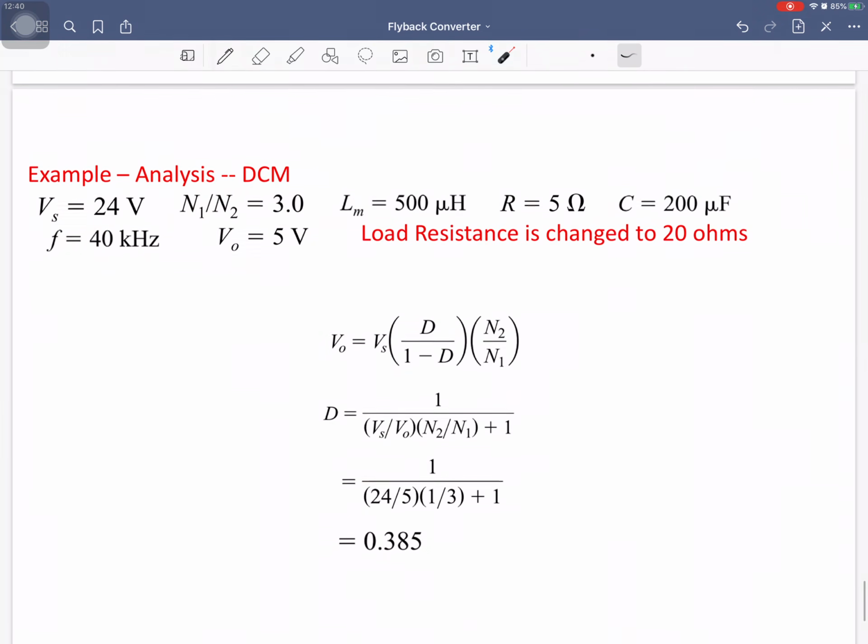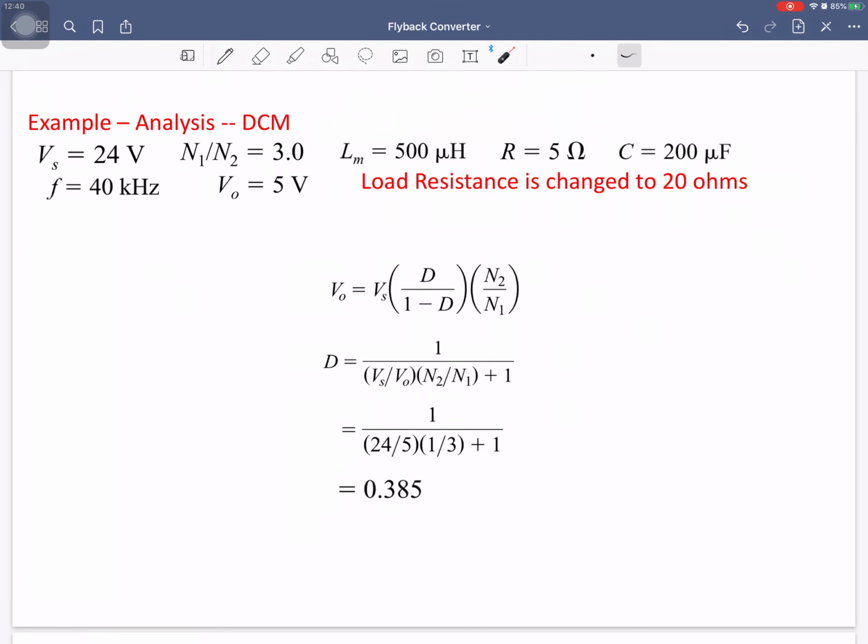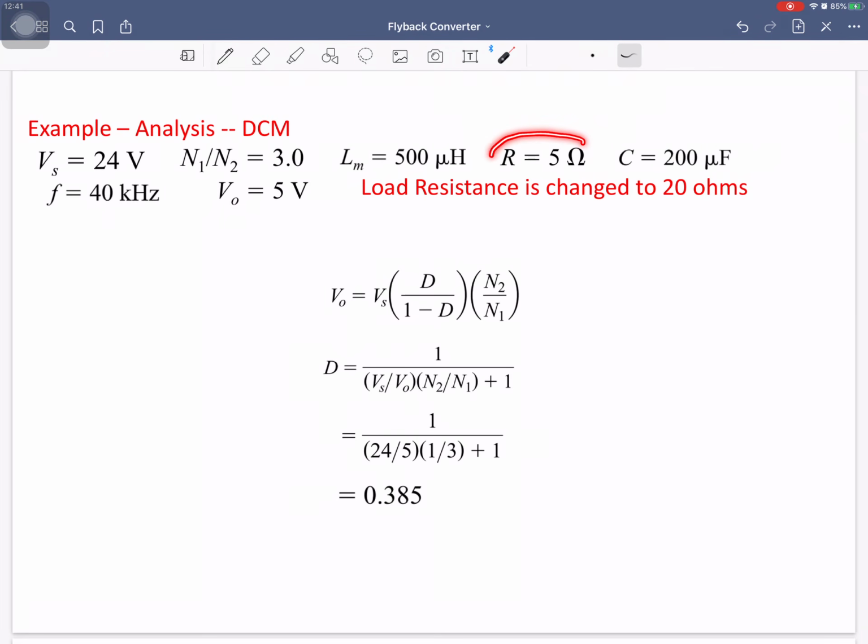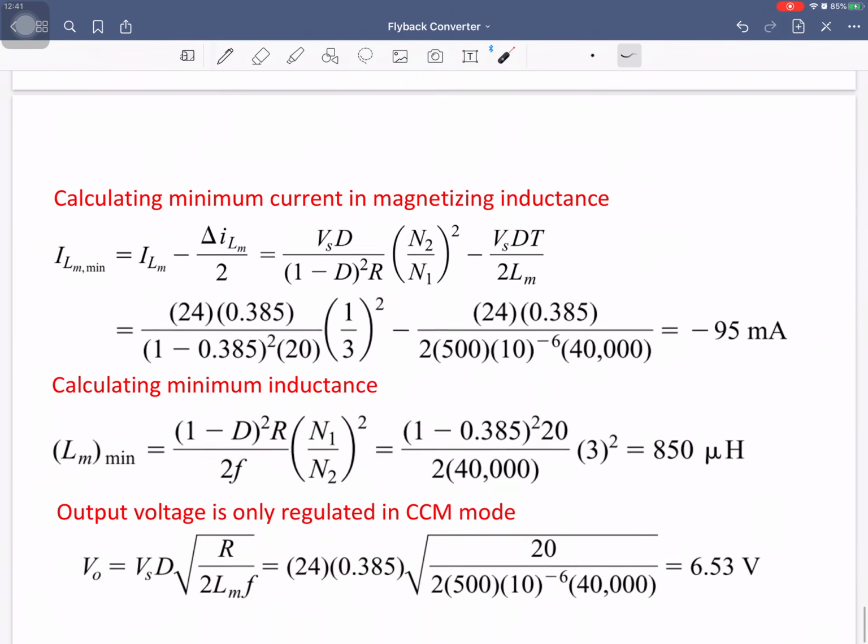Now let's look at an example for the DCM. We are considering the previous example, but if we change the load resistance from 5 ohms to 20 ohms, we observe by analysis that our converter will go into the DCM mode. This is exactly the same as what we have already discussed. The duty cycle for the required voltages, considering the CCM, continuous conduction mode, is 0.385.